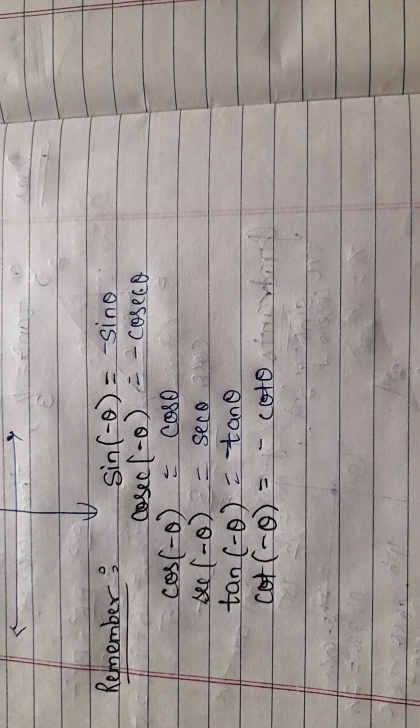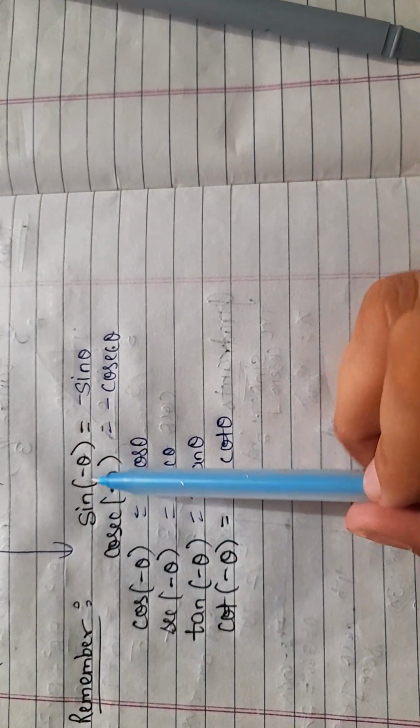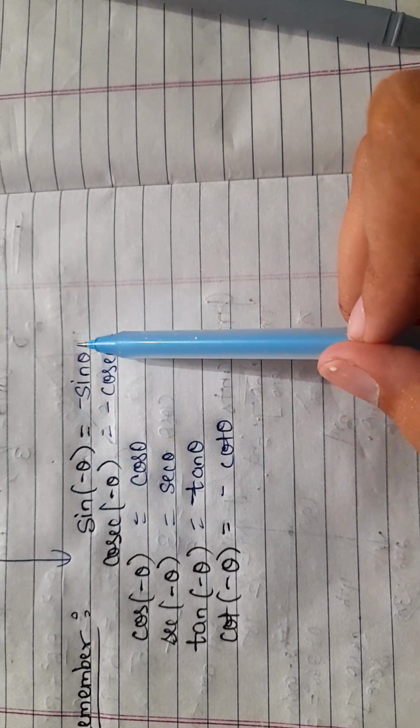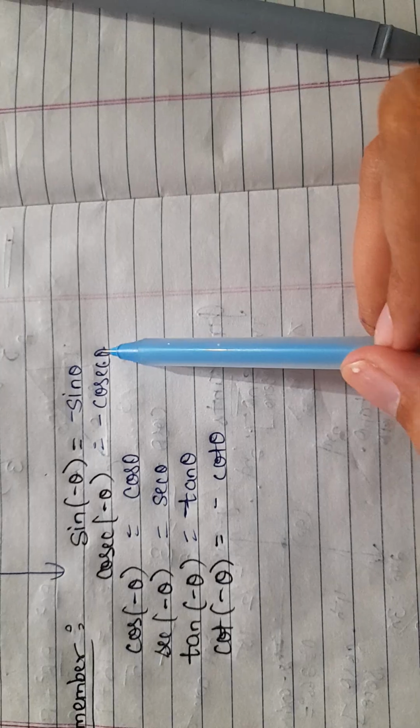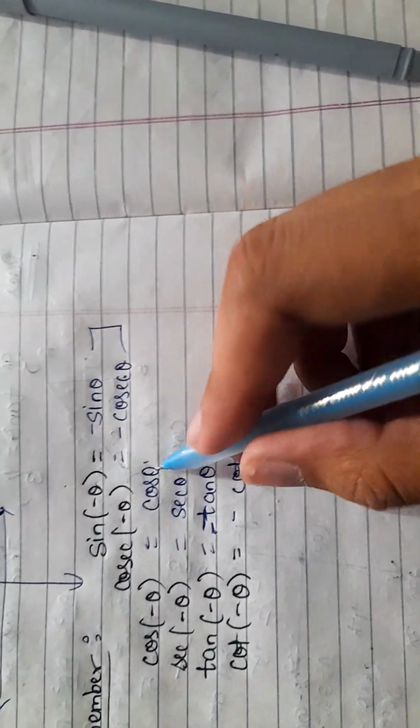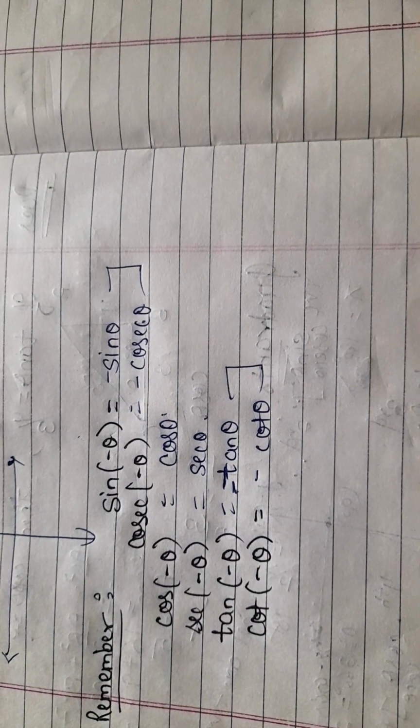Before we proceed, remember this: if theta is negative, minus theta, then sine will be negative, cosecant will also be negative, cos and secant will be positive, and tan and cot will also be negative. Remember this, these are negative and these are positive.